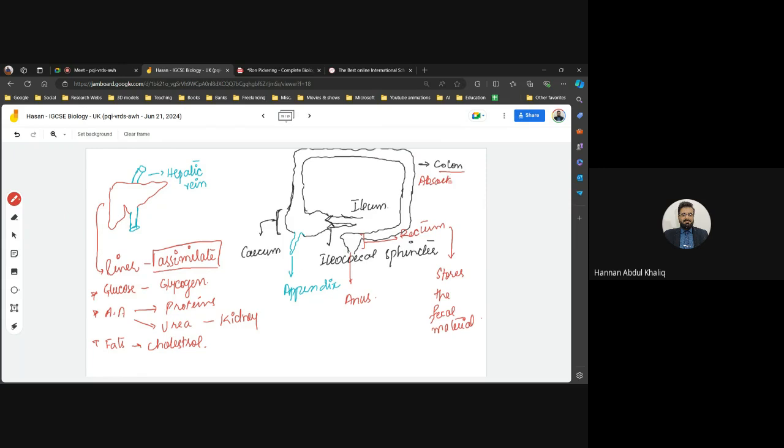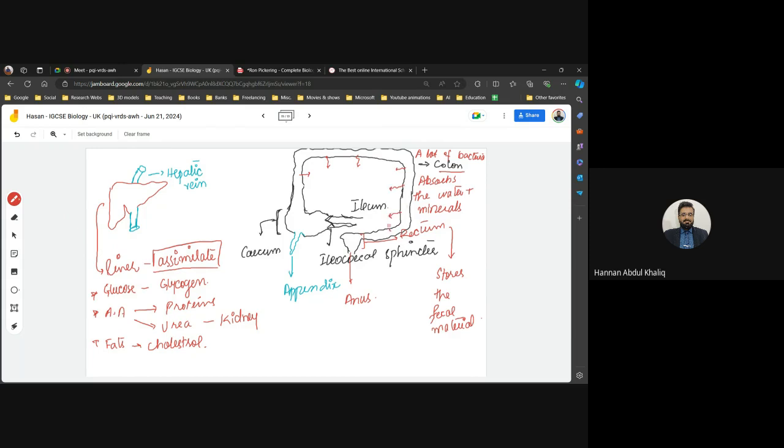The colon basically absorbs water plus minerals. And always remember that the colon also contains lots and lots of bacteria. These bacteria are very helpful. A good amount of water is absorbed by the colon.